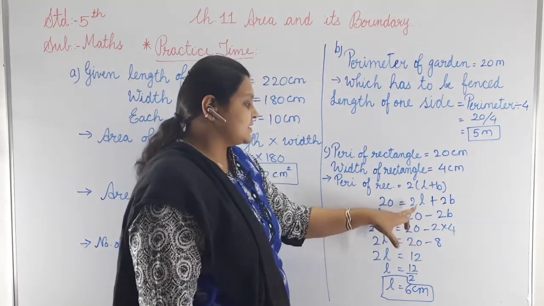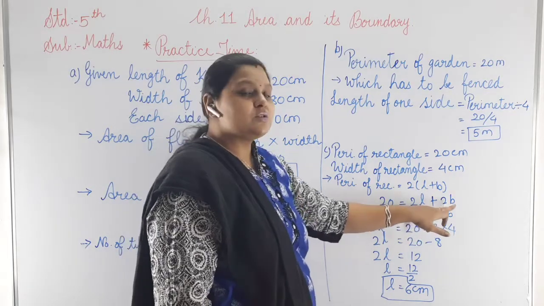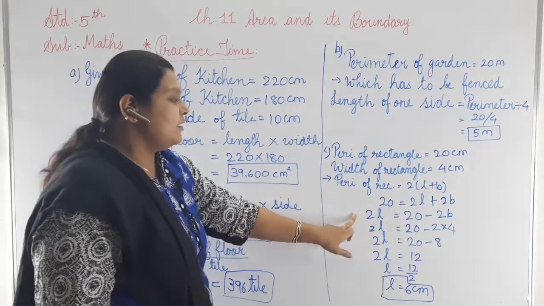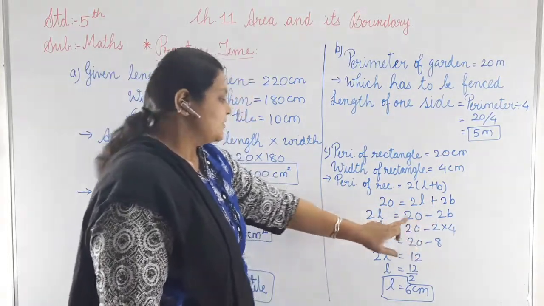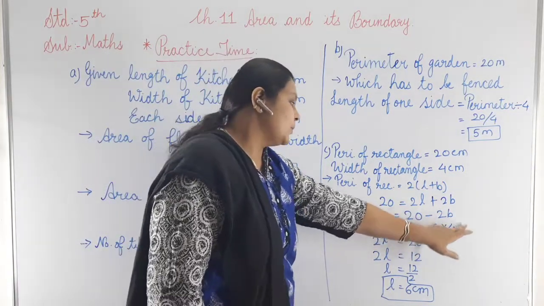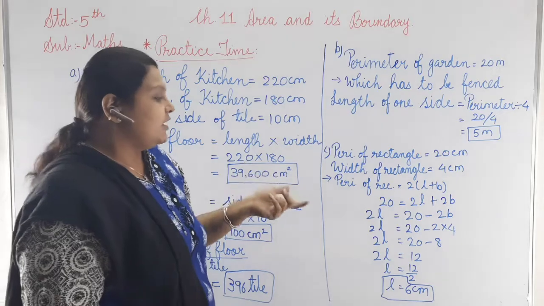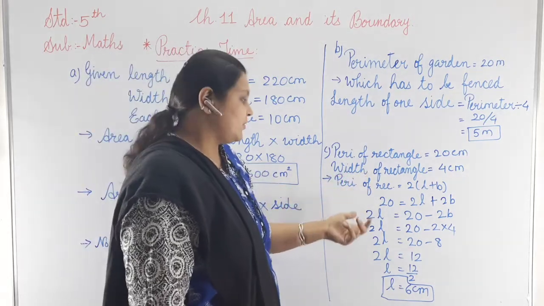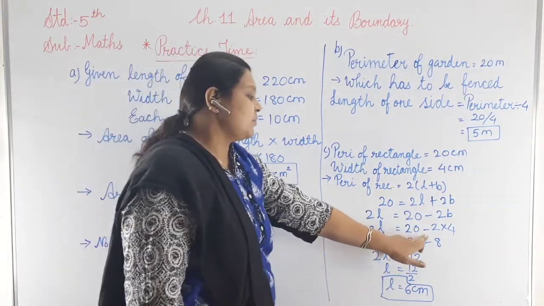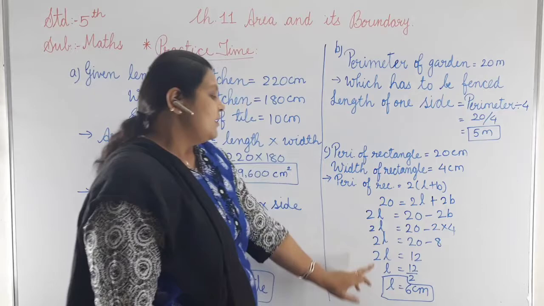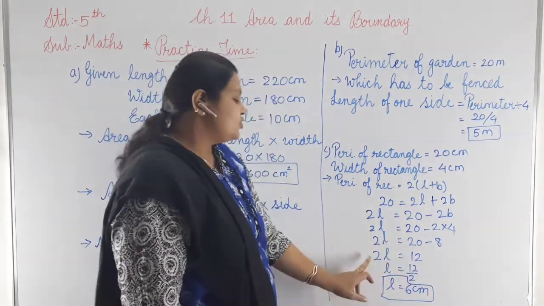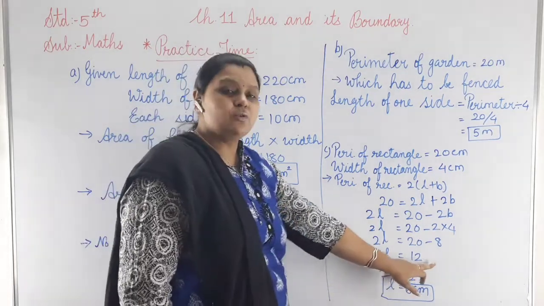So we can write like this: 20 equals 2L plus 2B. If we take 2L here, 20 will go over there. So 2L is equal to 20 minus 2B. Now we have the value of B, that is width, breadth. So let us put 2L is equal to 20 minus 2 into 4. 2L is equal to 20 minus 8. 2L is equal to 12.